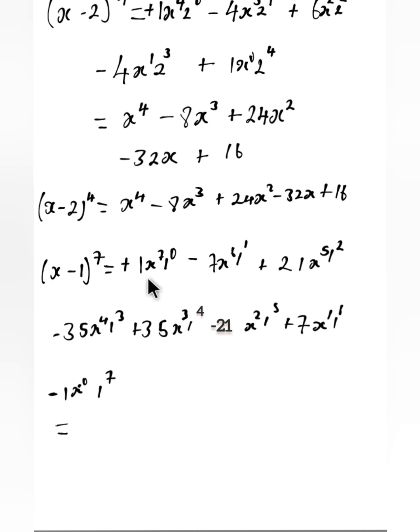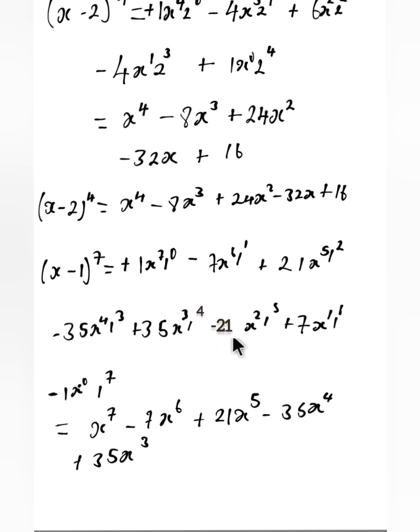Answer becomes, this is x to the power 7, minus 7x to the power 6, plus 21x to the power 5, minus 35x to the power 4, plus 35x to the power 3, minus 21x squared, plus 7x, minus 1. So if we expand the expression, we have this as an answer.